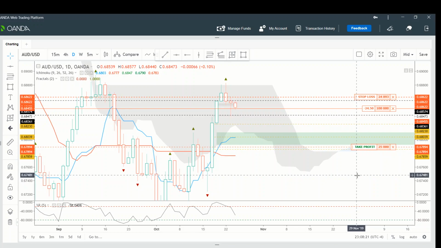Today, I'm not even going to do an introduction. I'm just going to get straight to the point. I just want to discuss this current trade setup that I have right here. I'm currently short the Aussie USD.